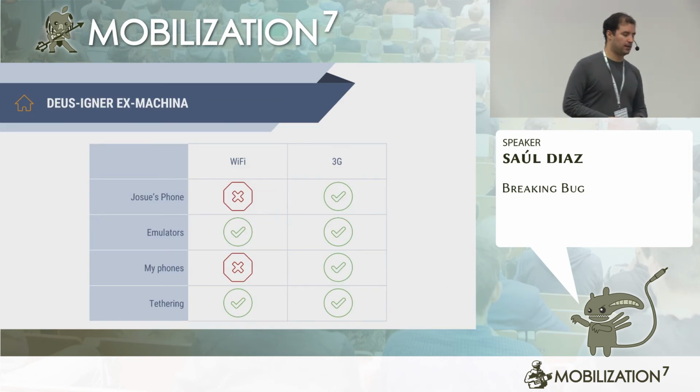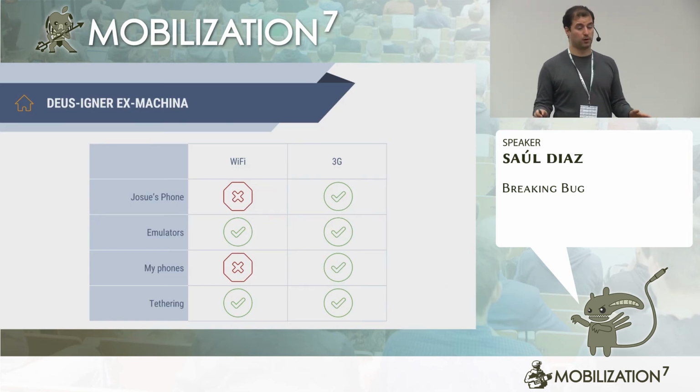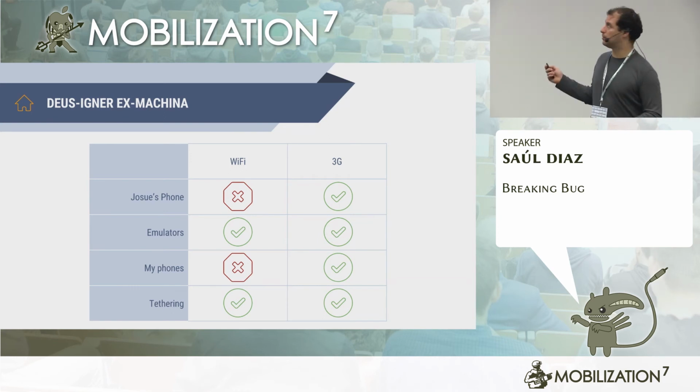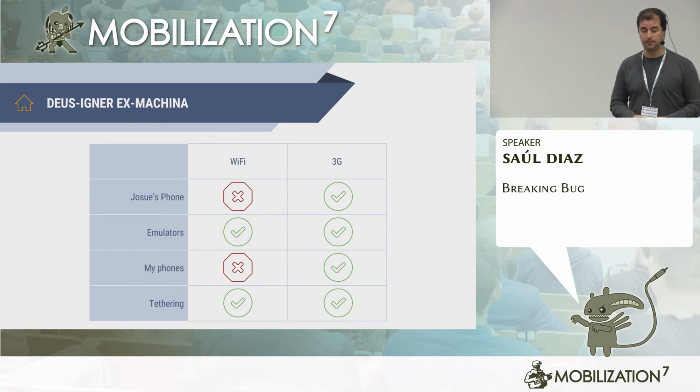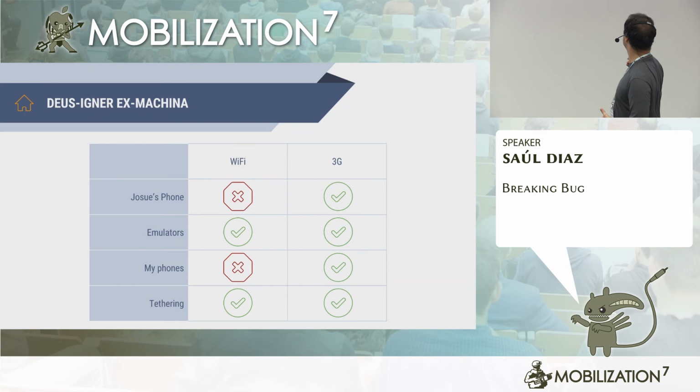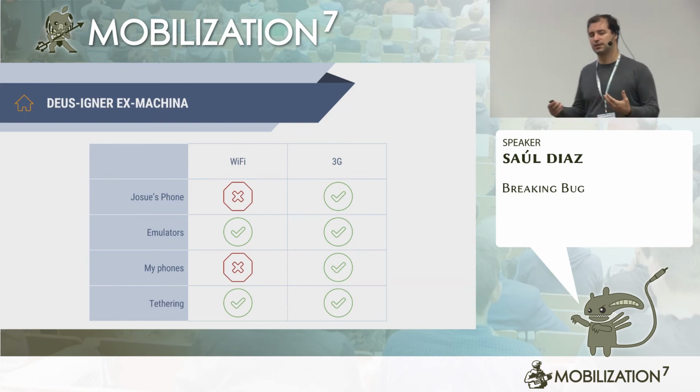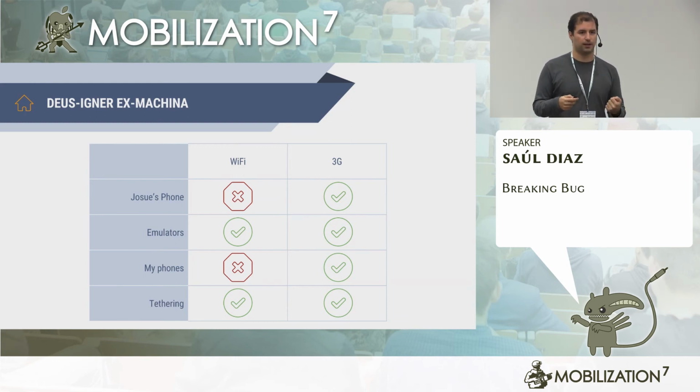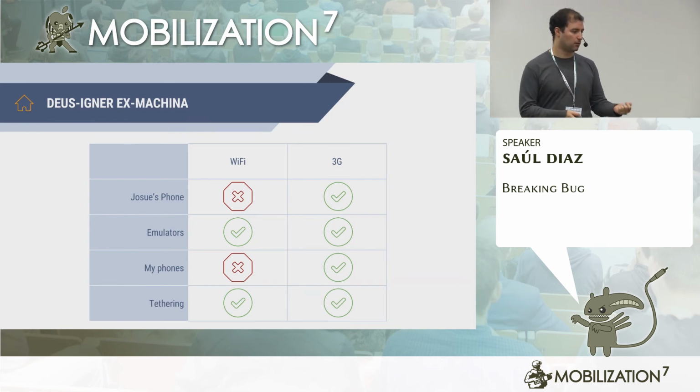And this is what I found. When I arrived and fired up the emulators, they were working fine. His phone was having the issue. Then I connected my phones, and they were having the issue. But then we tried to use 3G. 3G worked perfectly, and then we tried to tether the phones to the Wi-Fi through another means. First my laptop, and then another phone. And in those cases, it worked perfectly.